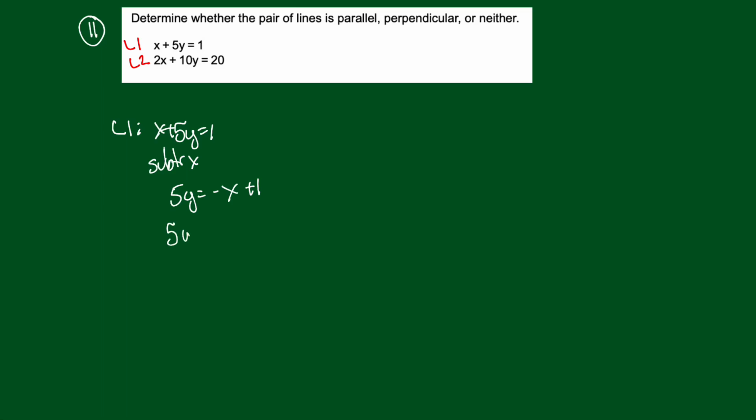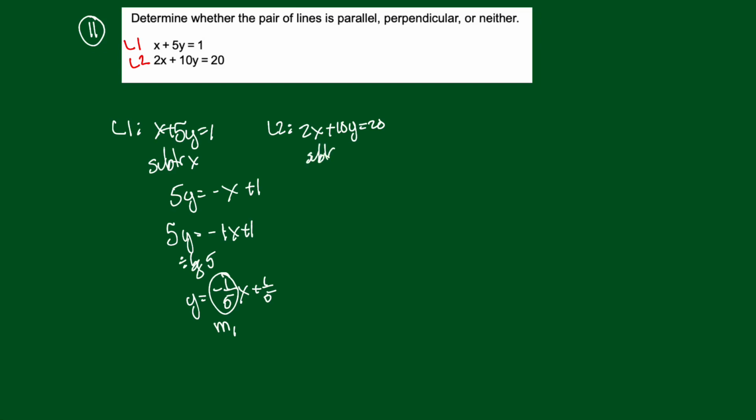Now, this is really 5y equals negative 1x plus 1. So now I'm going to divide by 5. I'll get y equals negative 1/5 x plus 1/5. All right, so here is the slope of line 1. Now, line 2. All right, we've got 2x plus 10y equals 20. So how about if we subtract 2x?